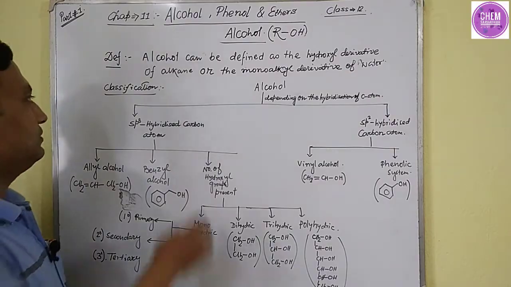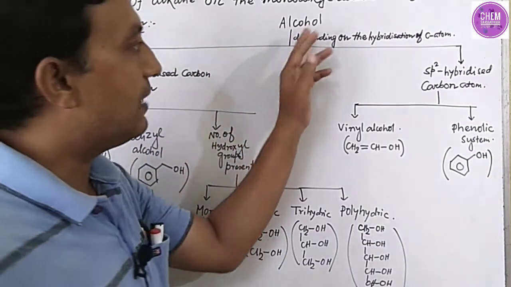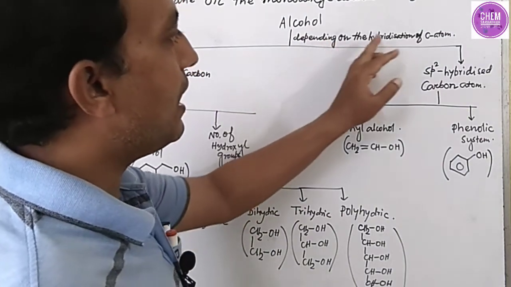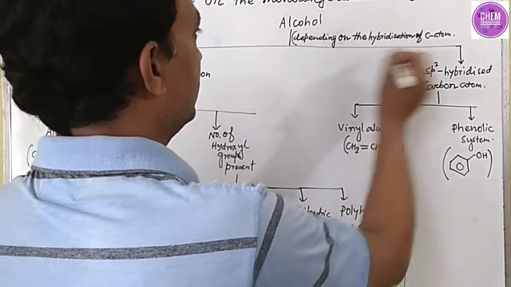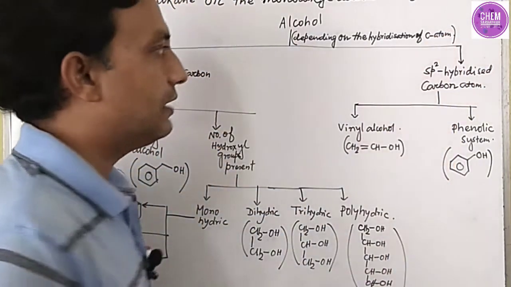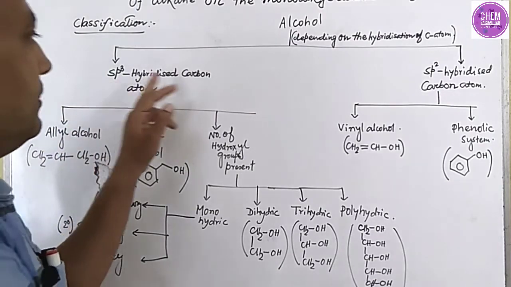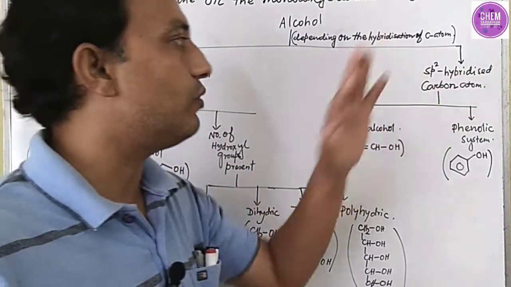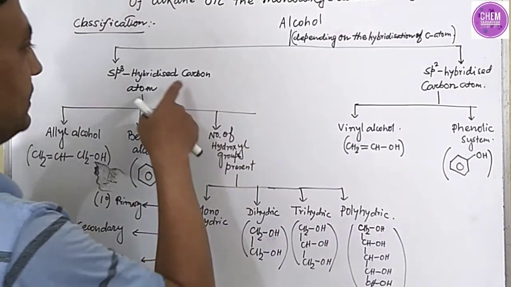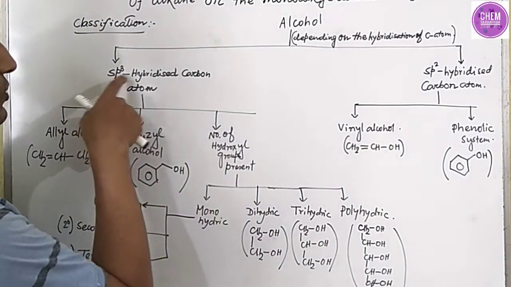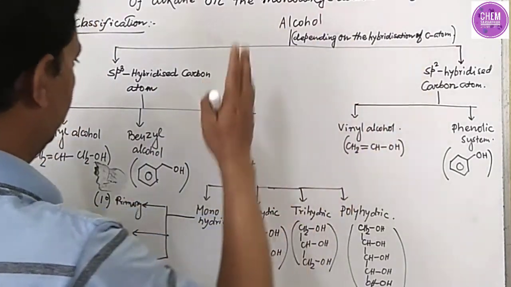Now coming to the section, classification of alcohol. Alcohol can be classified depending on the hybridization of the carbon atom. This is the key factor. Depending upon the hybridization of the carbon atom, it can be classified into two categories, that is sp3 hybridized carbon atom and sp2 hybridized carbon atom. That means whether the hydroxyl group is attached to an sp3 hybridized carbon atom or an sp2 hybridized carbon atom.